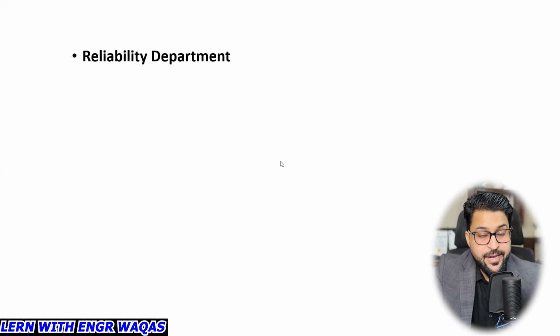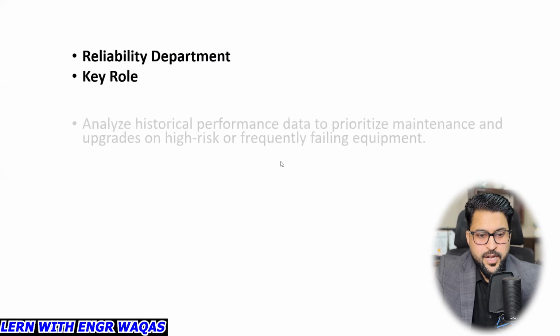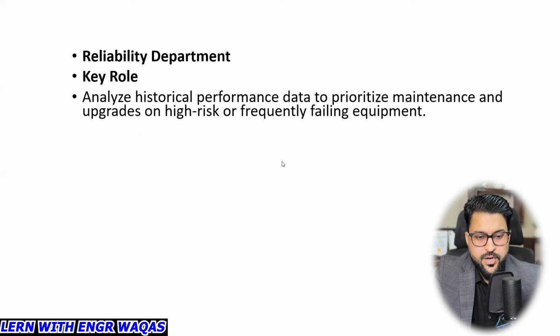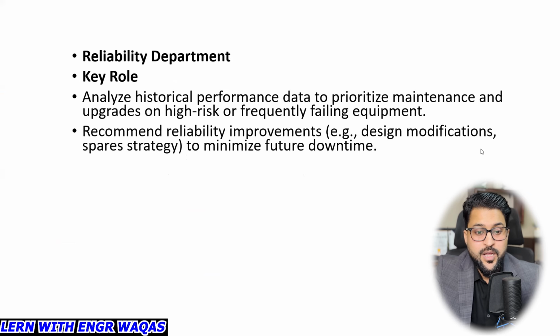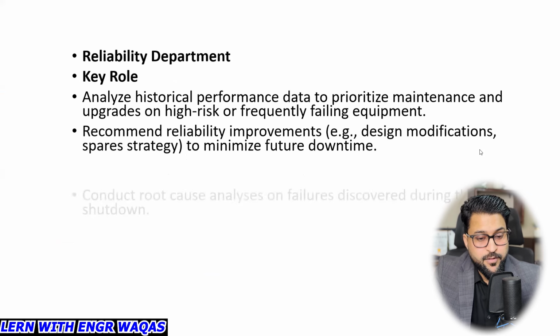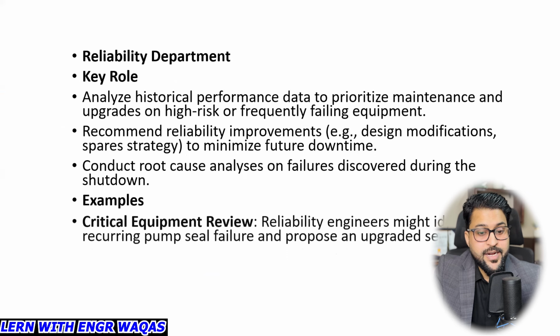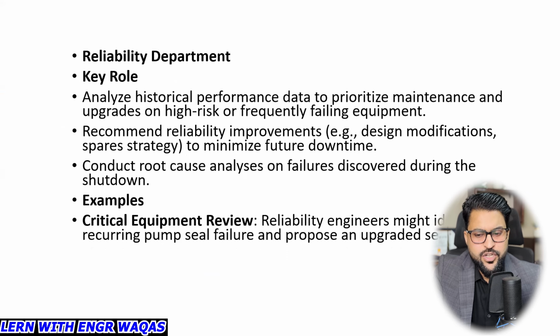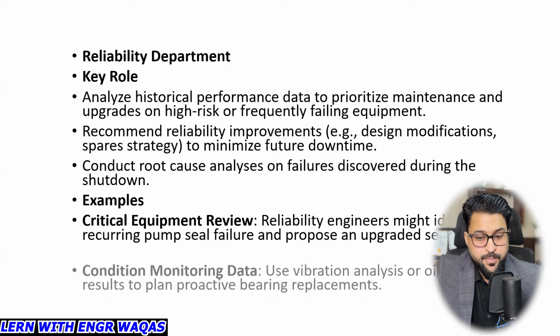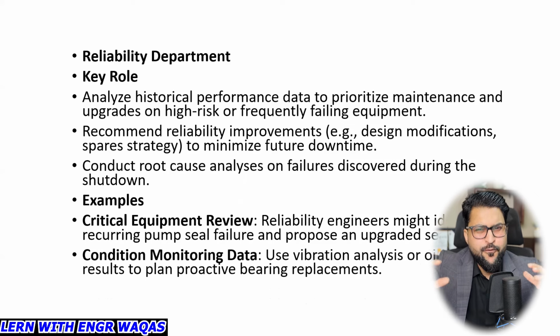And then the reliability department. These people use your company's historical performance data to prioritize maintenance and upgrades on high-risk or frequently failing equipment, make recommendations for reliability improvements, and conduct root cause analysis. Example: critical equipment review. Reliability engineers might identify a recurring pump seal failure and propose an upgrade. So every department has its own function.